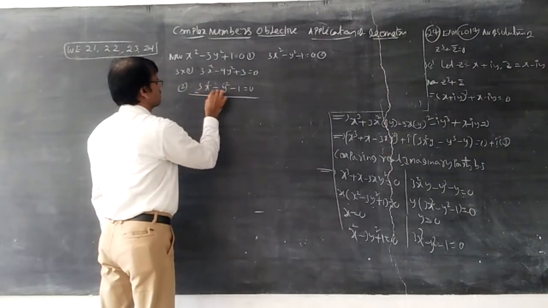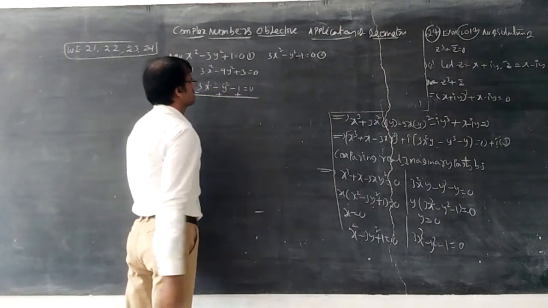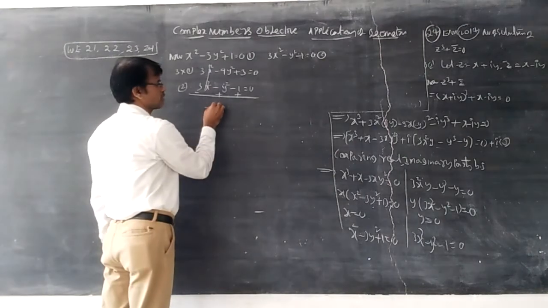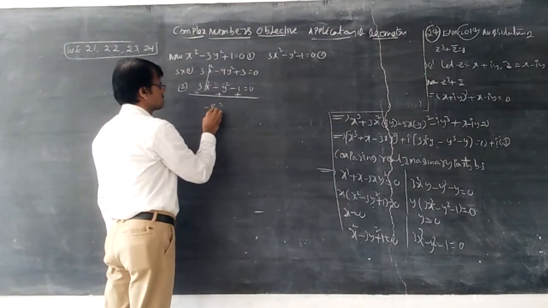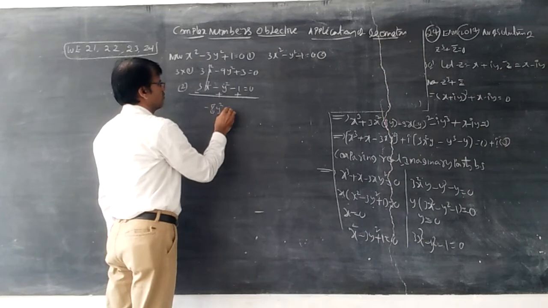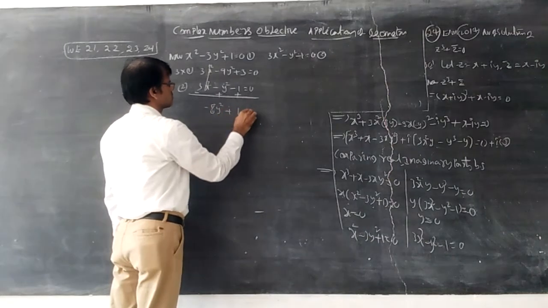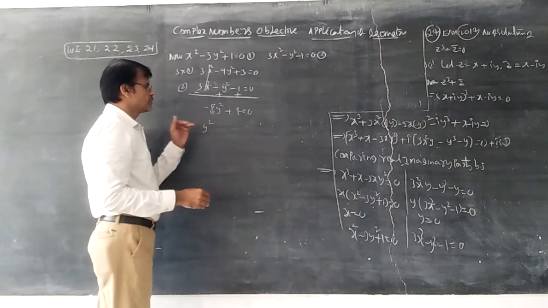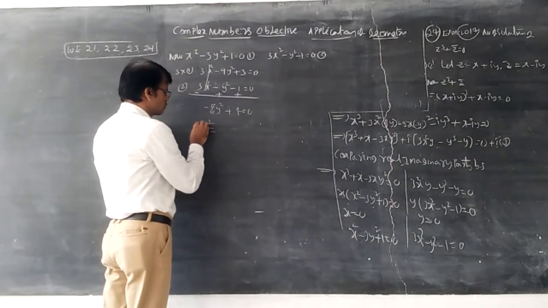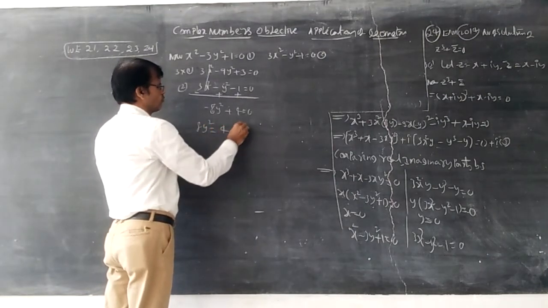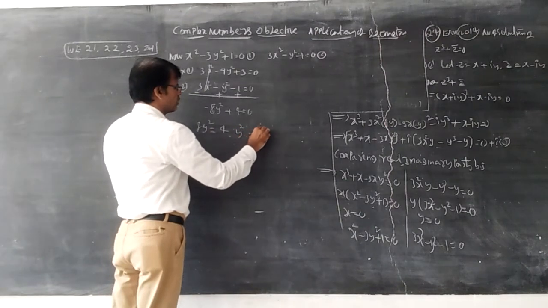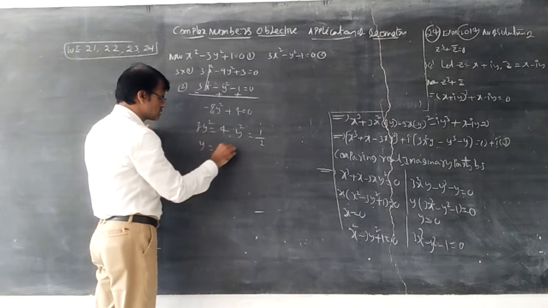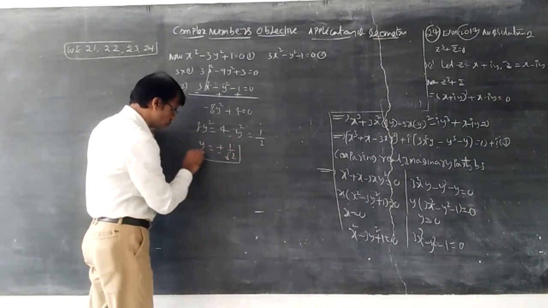So subtract. Minus 9y square plus y square becomes minus 8y square, and 3 plus 1 gives plus 4. Minus 8y square plus 4 equal to 0. So 8y square is equal to 4, and y square is equal to 4 by 8, which is 1 by 2. So y is equal to plus or minus 1 by root 2.